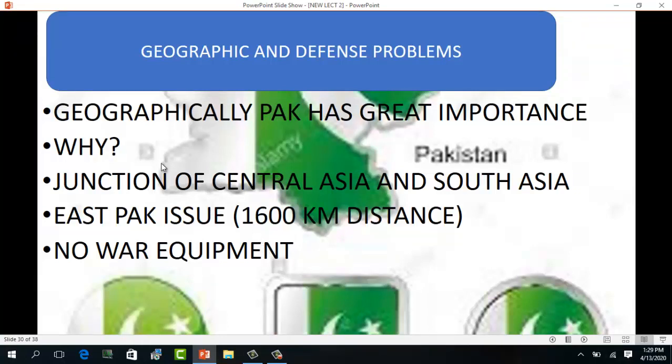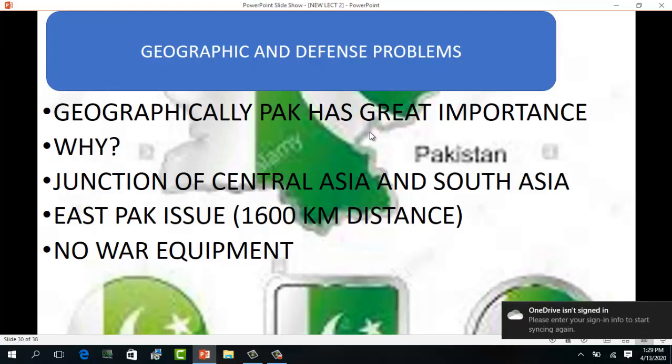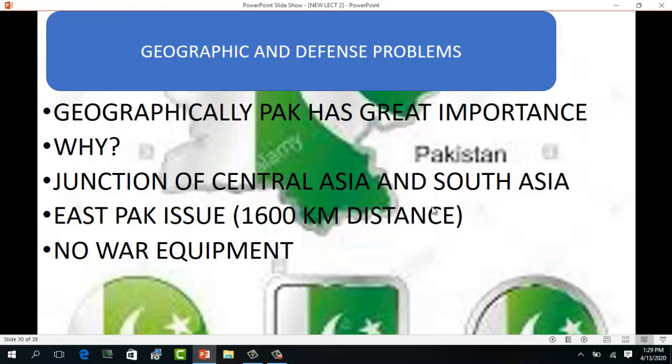Another reason why Pakistan has great geographical importance is that it is the junction of Central Asia and South Asia. Another reason for its importance is that Pakistan is located on the junction of Central Asia and South Asia.